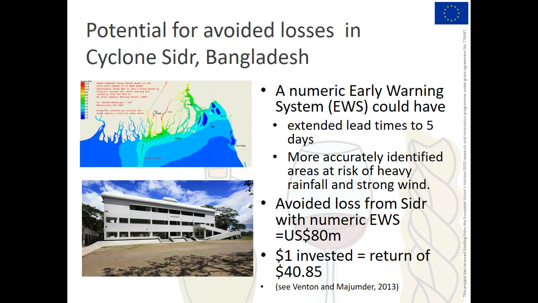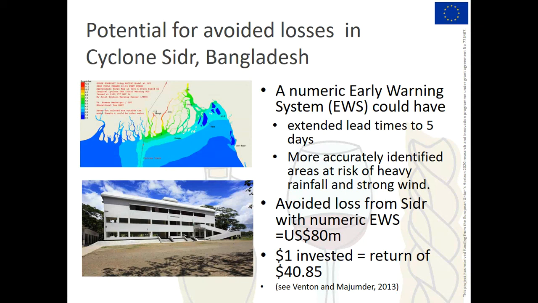So this was a study commissioned by the World Bank, and they wanted to know what losses could have been avoided in relation to the 2007 Cyclone Sidr in Bangladesh if a numeric early warning system had been in place. So just to give a bit of background about Cyclone Sidr, it was a huge cyclone that hit Bangladesh in 2007, and it caused the loss of about 3,500 lives and caused about $2 billion worth of damage. So it's a really big deal.